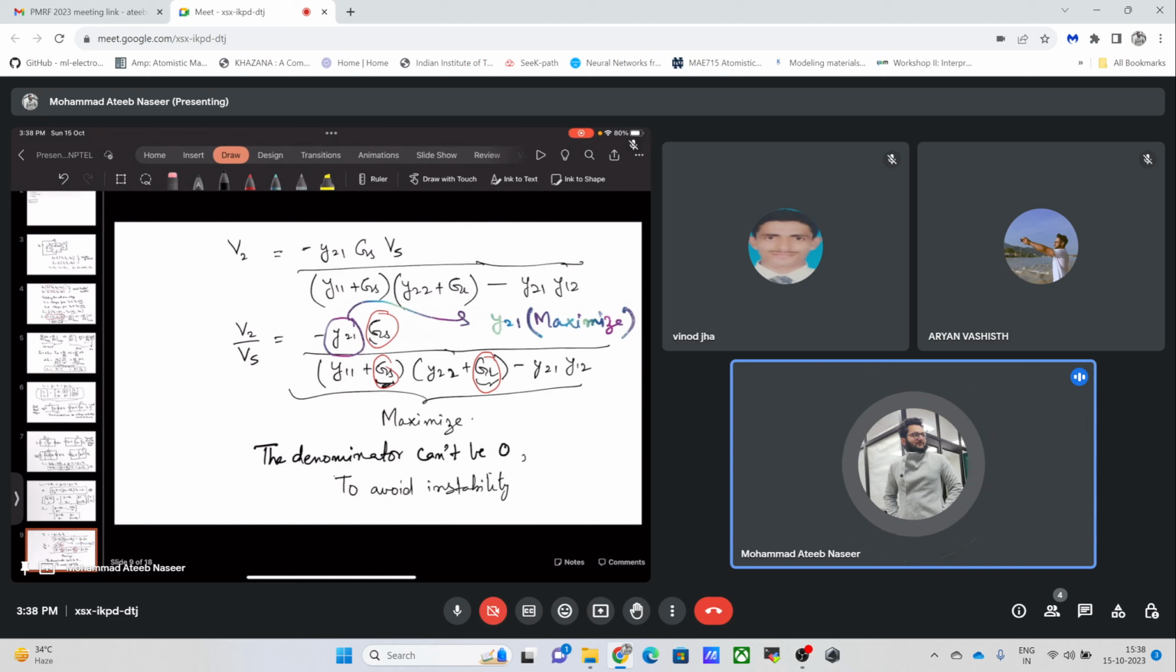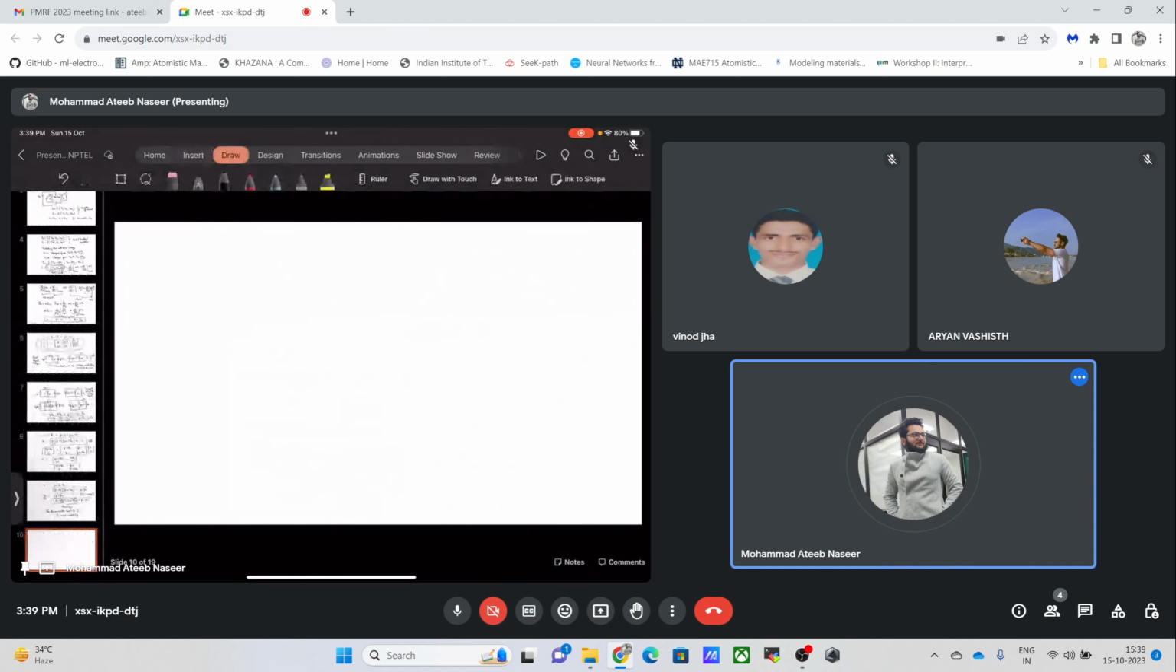So what can we do with the rest of the y parameters that we are having? Let us say we can maximize this by simply saying that we want this y12 to be 0. Okay, let me use another slide. So we want y12 to be equal to 0. What is this y12? Let us check.